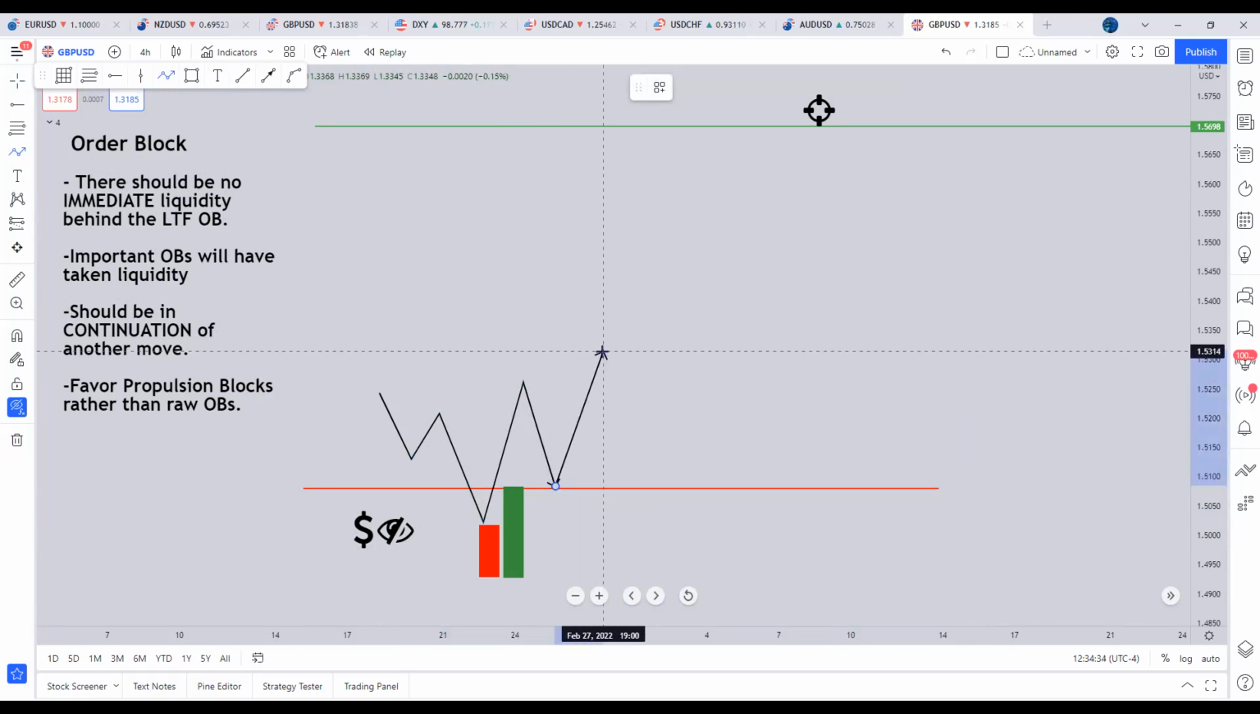But usually on lower time frames, it doesn't just happen once. Sometimes it happens twice or 3 times. So in my opinion, on lower time frames, especially when it comes to order blocks, because they can be so finicky, I prefer propulsion blocks. A propulsion block is a form of order block. Just how a mitigation block is a form of a breaker block, a propulsion block is a form of order block.